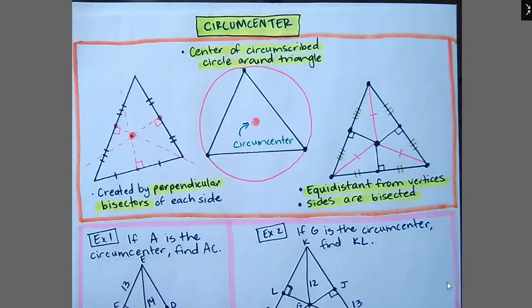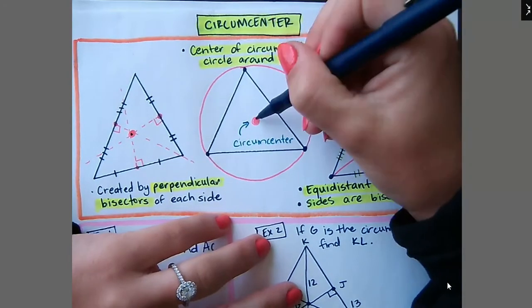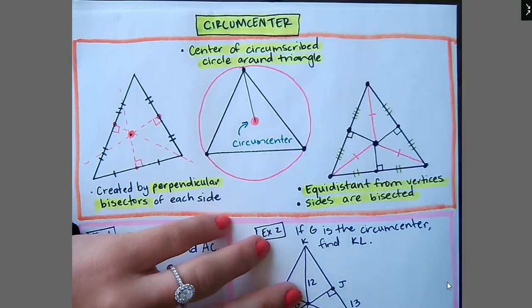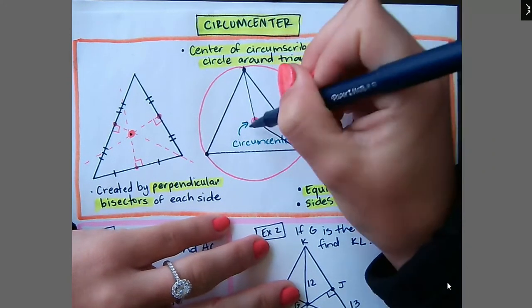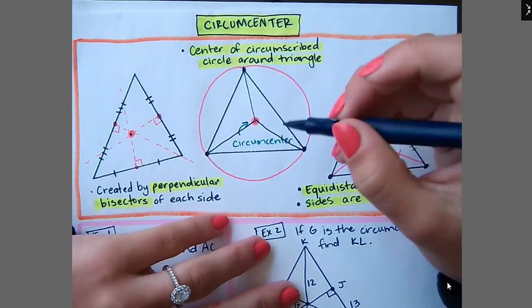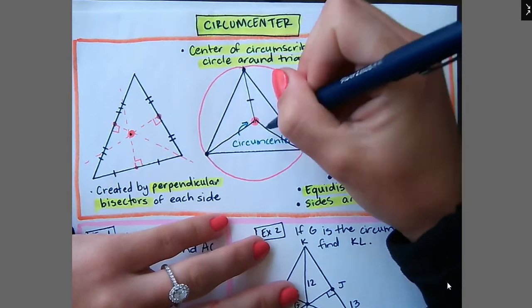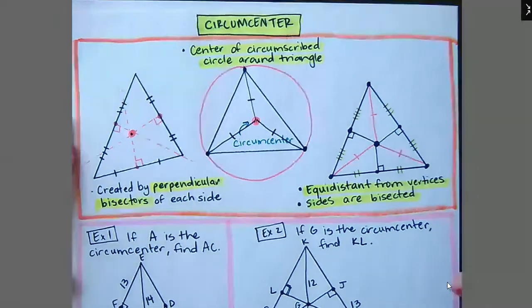So what this means about the circumcenter is that, notice that this is a radius of my circle, and this is also a radius of my circle, and so is this. Since those are all radii of my circle, these things must all be the same length. So that's kind of the reason why the circumcenter exists.